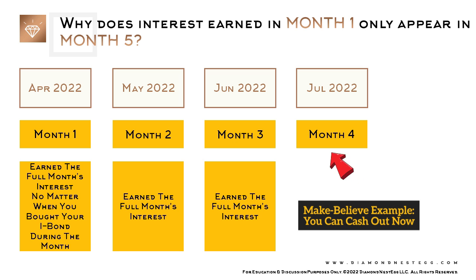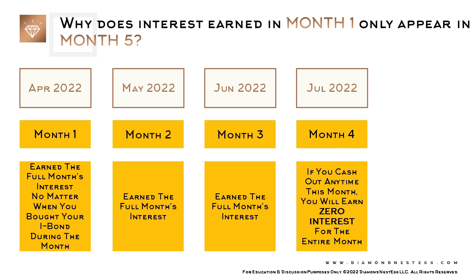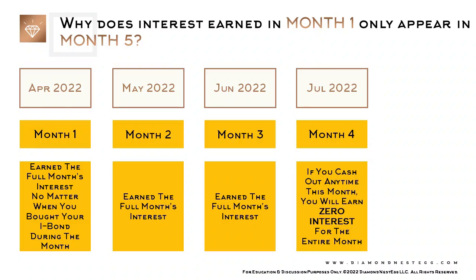July is also the month in our make-believe example when you can now cash out. And here's the kicker. If you cash out any time in this month, in month 4, you will earn 0 interest for the entire month. We all know that there's no such thing as a free lunch, and this applies also to the government. You got your free lunch here in April. In month 1, you earned a full month's interest no matter when you bought your I-bond in that month.